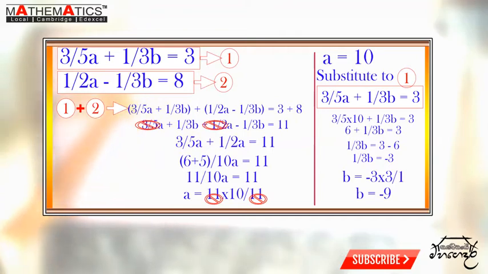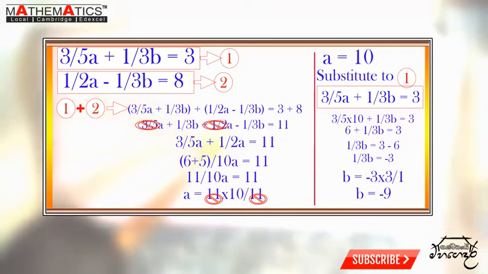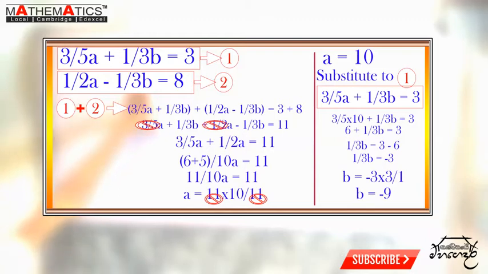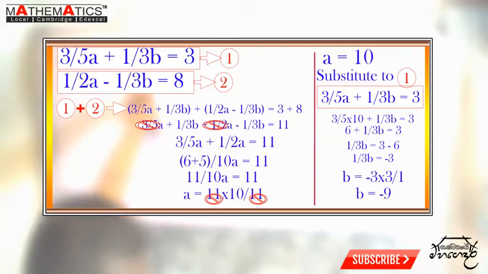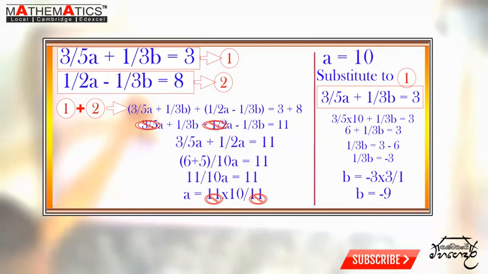After that, without parentheses, you can write 3 over 5a, 1 over 3b and positive 1 over 2a, and again minus 1 over 3b is equal to 11. After that you can cancel 1 over 3b and 1 over 3b.